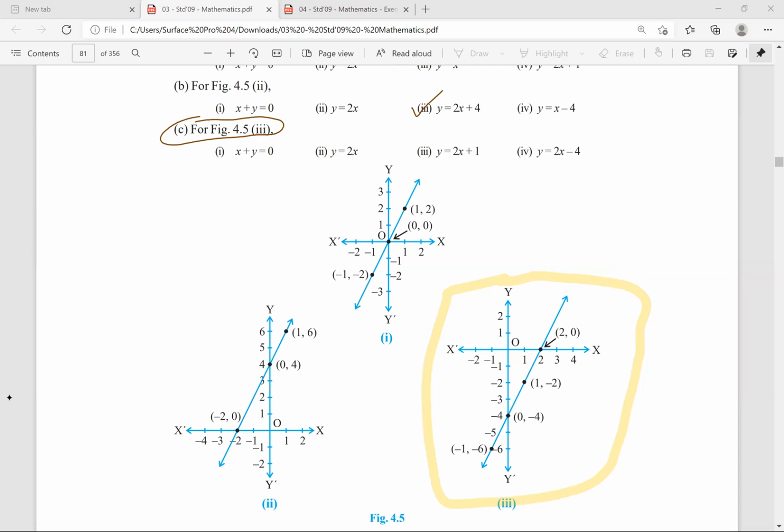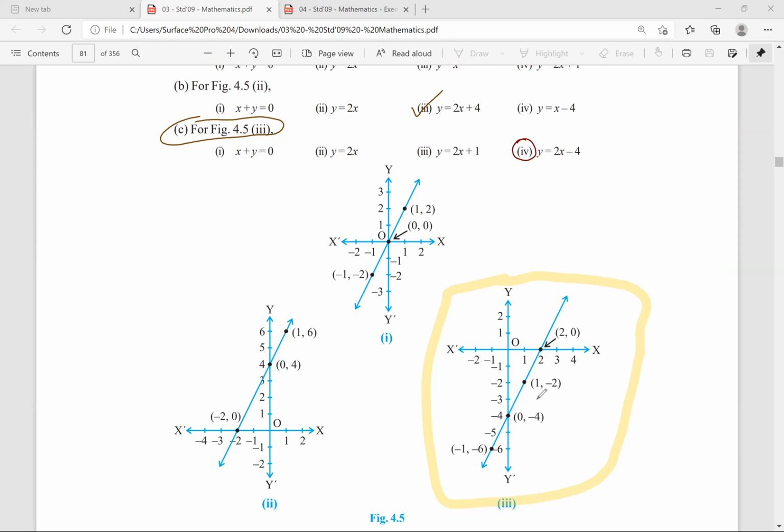Ma'am, the fourth one is the answer. Okay, Hamna is saying it's the fourth one. All right, Hamna, can you tell us how? Ma'am, because 2 comma 0, 1 comma minus 2, 0 comma minus 4 and minus 1 comma minus 6 satisfy the equation.